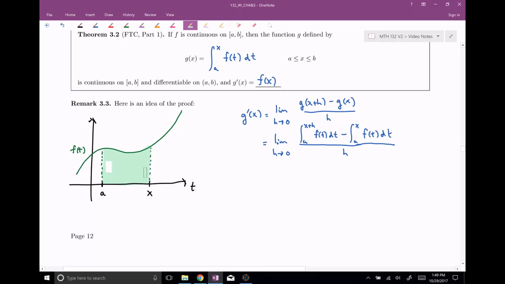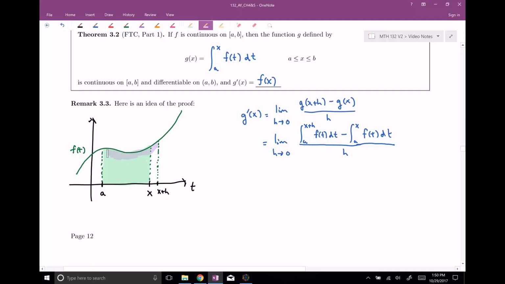And then g of x plus h, right? So we have maybe some value that's really close to x, but maybe it's just a little bit off, right? x plus h, it's off by an h. Something like this. And so g of x plus h is supposed to be the area from a to x plus h. Maybe I'll do this one in purple.